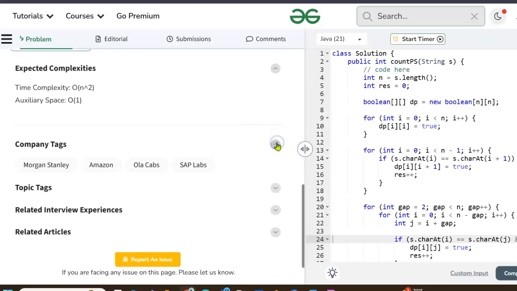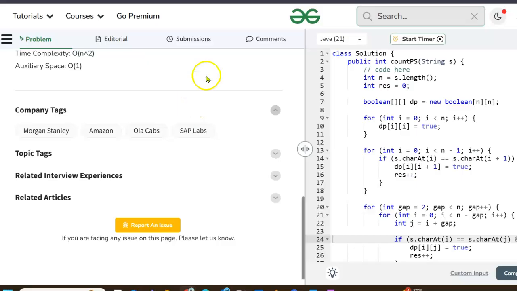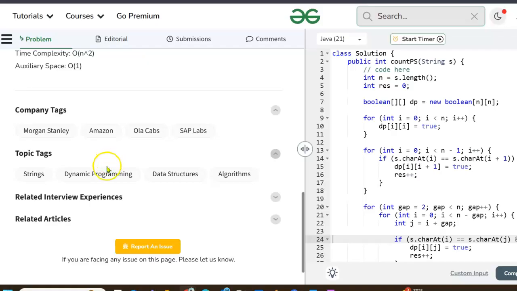Company tags. I've heard of most of those. Topic tags. Dynamic programming. Yes. Okay.